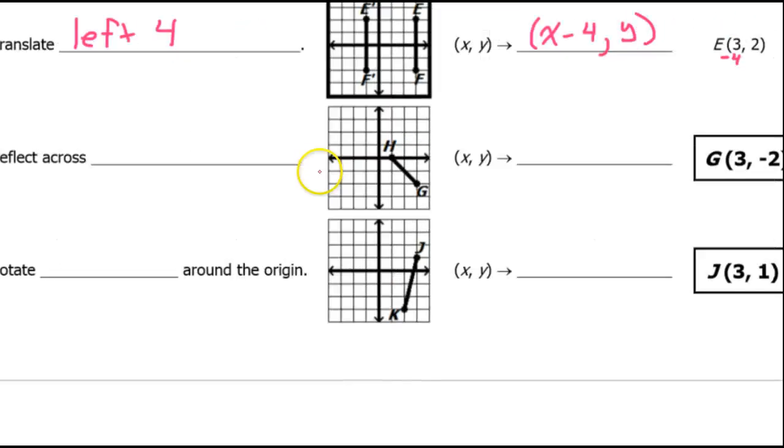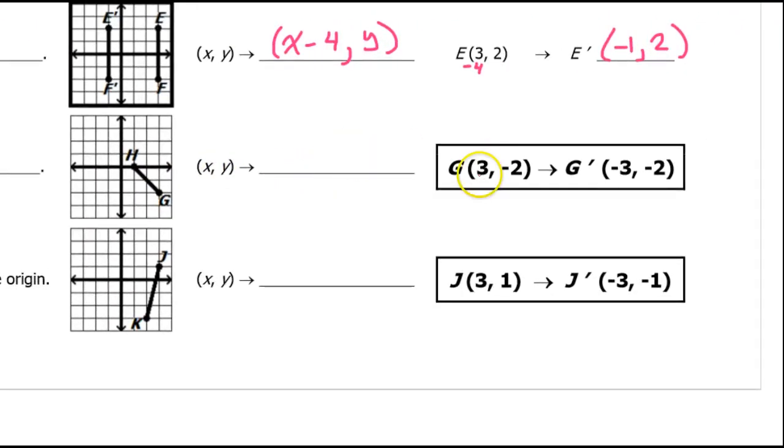For problem number 15, they gave us the pre-image and the image, the old point and the new point, G and G prime. These are the trickiest kinds because I have to sort of look at this and figure out what the rule is. I have to work backwards. But we can handle it, we can do it. Let's imagine a generic point x, comma, y. Now, let's see what happened to these values as the point became the new point G prime.